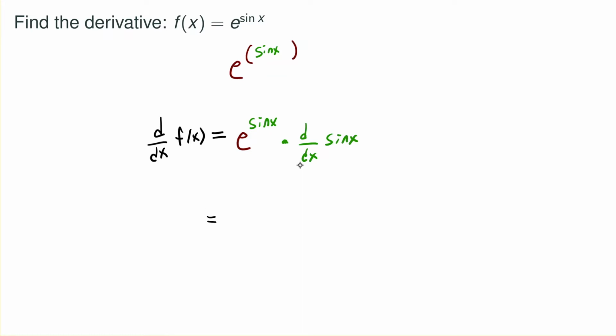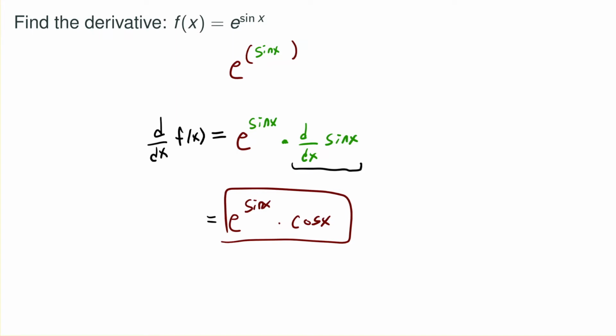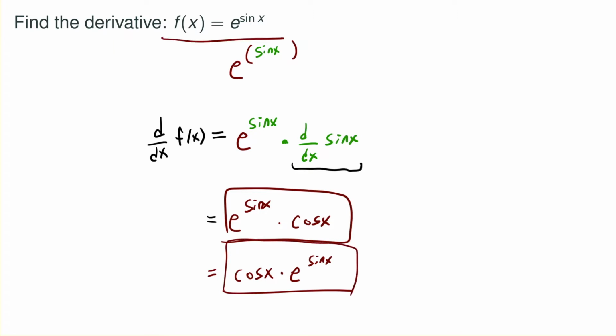So then, if we take the derivative of sine x, which is cosine, our final answer is e to the sine x multiplied by cosine x. So this is the derivative of this function. And note that cosine is not an exponent. So it might be useful to write it like this to avoid any confusion: cosine x times e to the sine x. We can also rewrite it this way, since in multiplication, order does not matter. Right? So either of these is fine. So this is the derivative of this function right here.